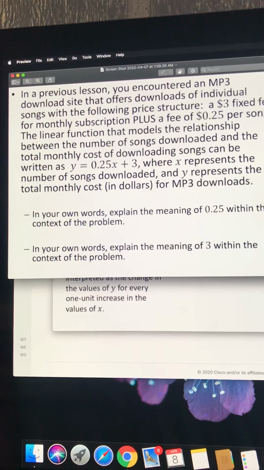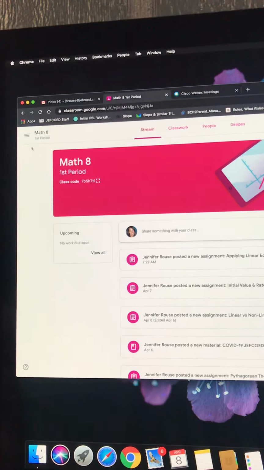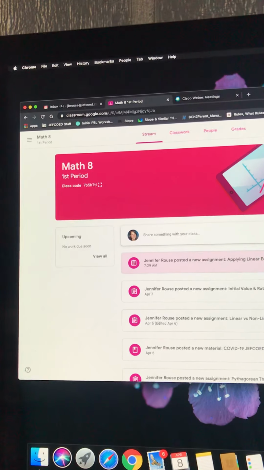I hope this information helps a little bit. Let me pull up one more. Let me pull up the screen from today's.